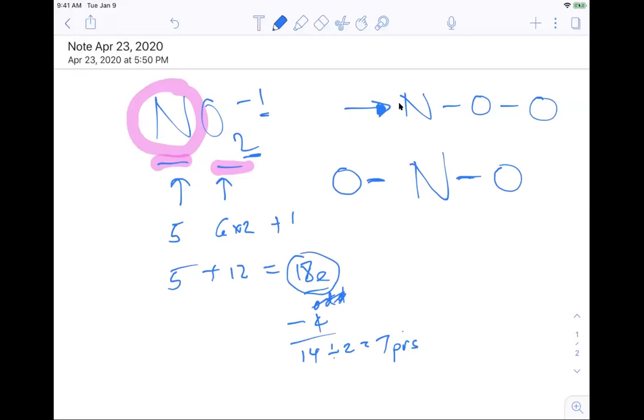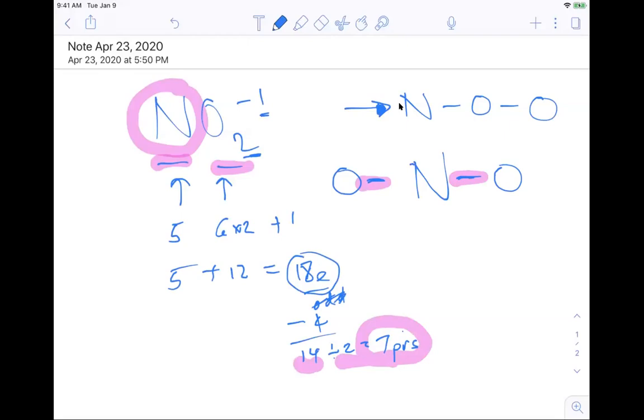So I count the number of electrons. I pick the central atom. I connect the peripheral atoms with a single dash. I subtract however many electrons I used. Again, remember, this is 2 electrons and this is 2, so that's why I subtracted 4. Then I divide by 2 to get the number of pairs. And why do I get pairs? Because now I'm going to use pairs of electrons to make everybody happy. So I have 7 pairs. So here's how I do it. And this is how you should do it.